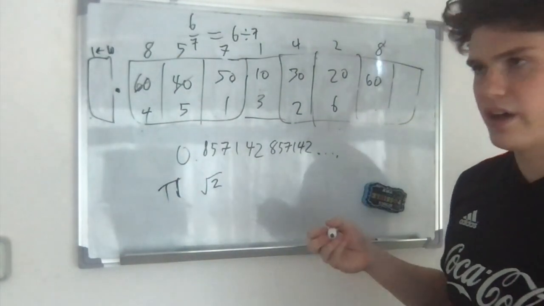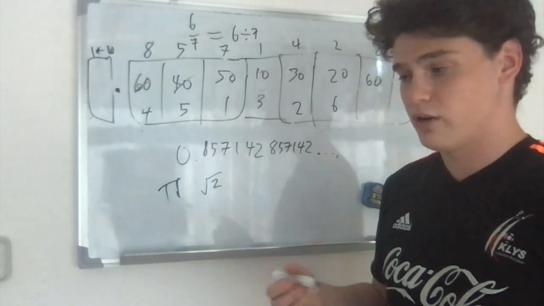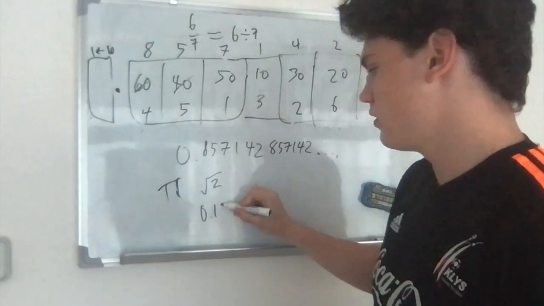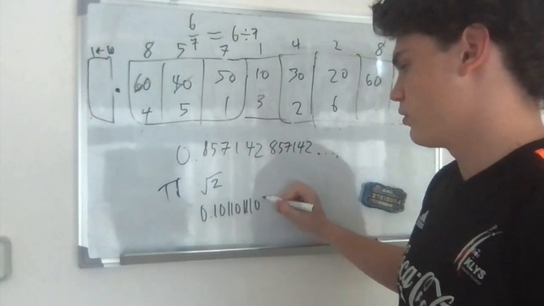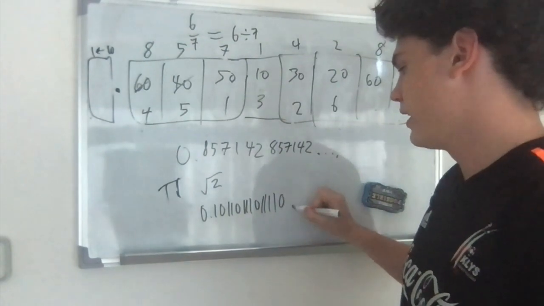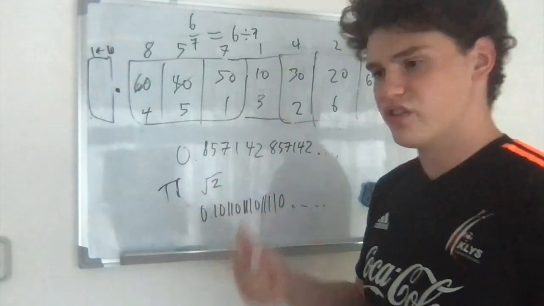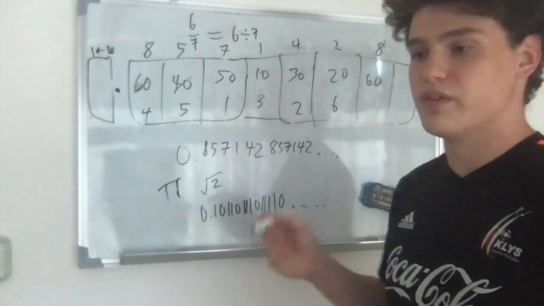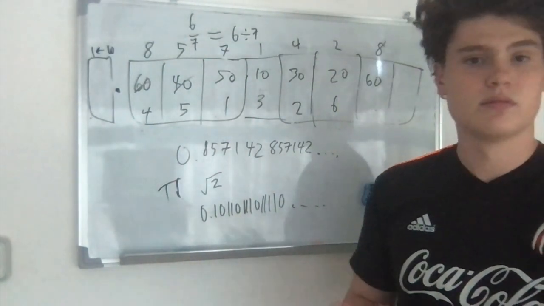So then we can write our own irrational number. Let's say 0.1011 01110 01111 and so on. Now you can probably get any digit that you want using these rules. However, it does not repeat, even though it has a pattern, which makes it irrational. And yeah, that's the video for today.